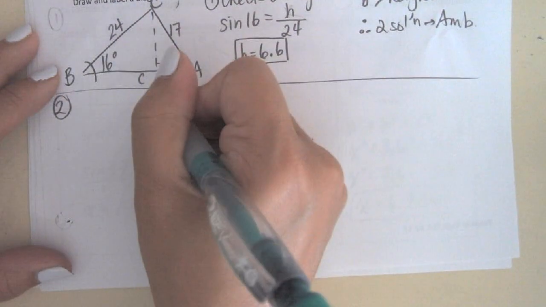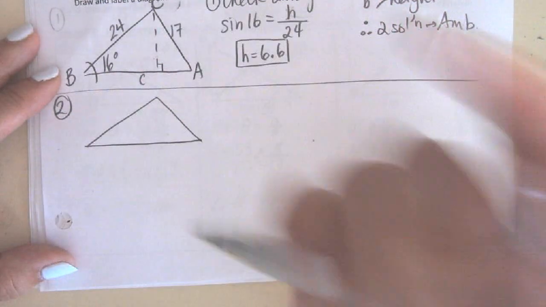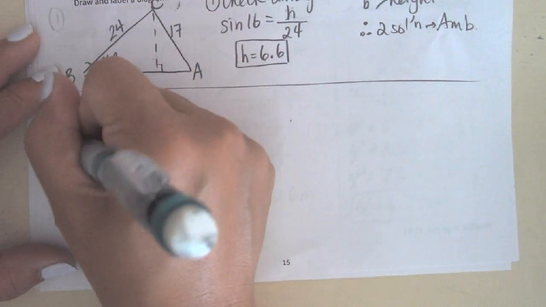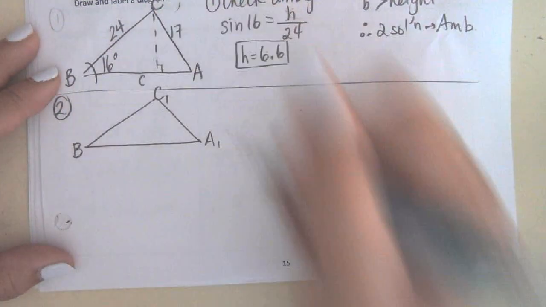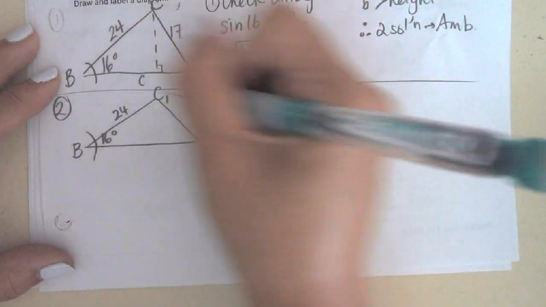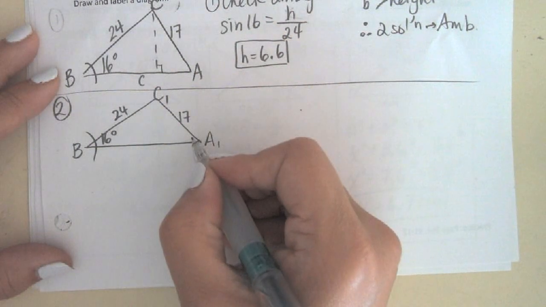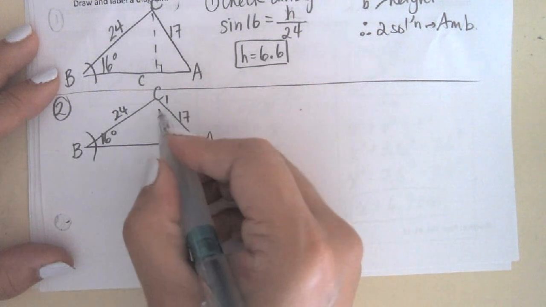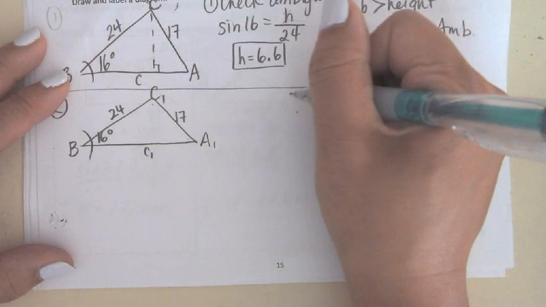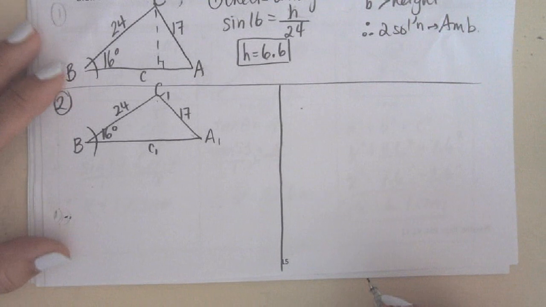So here I have my triangle. I'm actually going to draw it again just to help me visualize it without that height in the middle. So here I have A1, here I have B, and here I have C1. What we know is 16 degrees, we know this is 24, and we know this is 17. You guys know how to solve this. I want you to determine A1, C1, and then the side of C1. Okay, go ahead and do that right now, please.